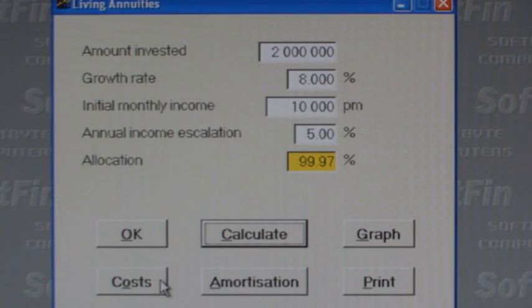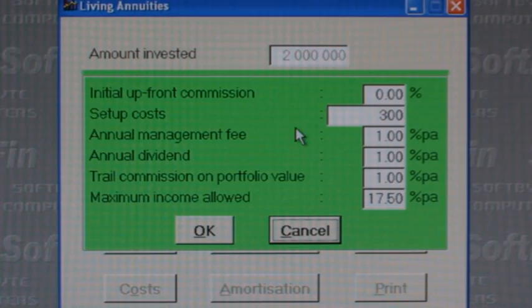This living annuity calculator allows us to set up costs and commissions if we click on the costs button. We've asked for no initial commission. We have a nominal 300 Rand setup or initial admin fee, a 1% annual portfolio management fee, an annual dividend of 1%, and we've entered a trail commission of 1%, and we've set the 17.5% maximum of portfolio value allowed as income.